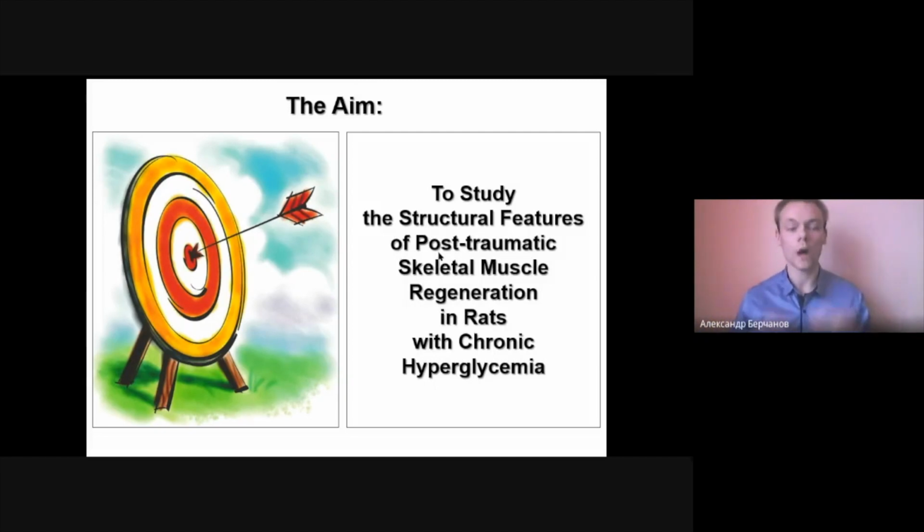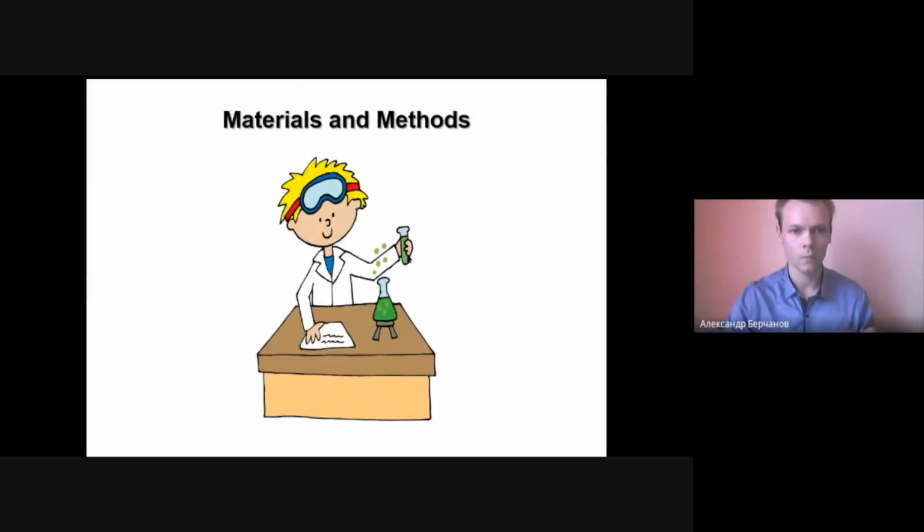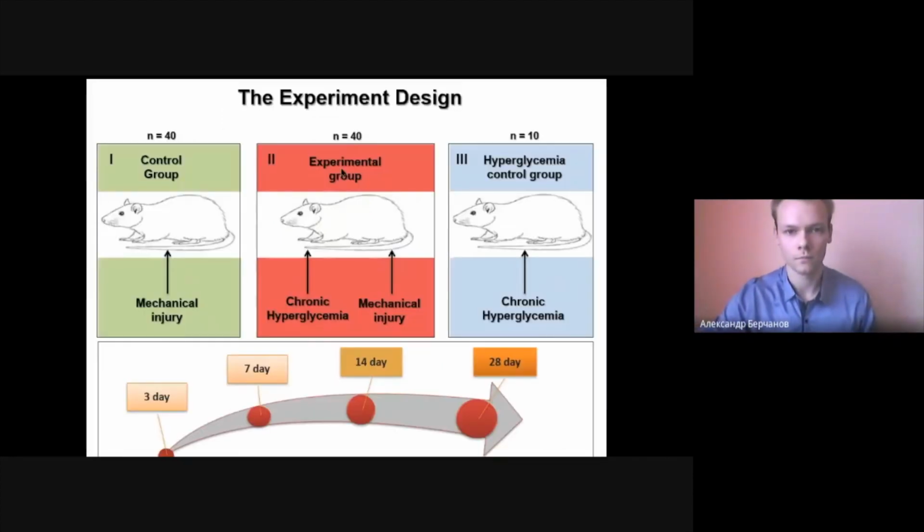So the aim of our research was to study features of post-traumatic skeletal muscle regeneration in rats with chronic hyperglycemia. The following materials and methods were used in the work. 19 laboratory white male rats were used for the study. All animals were divided into 3 groups.